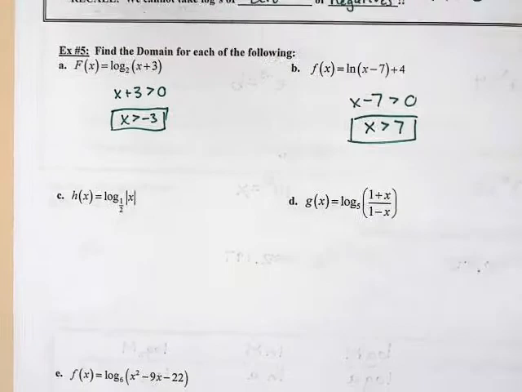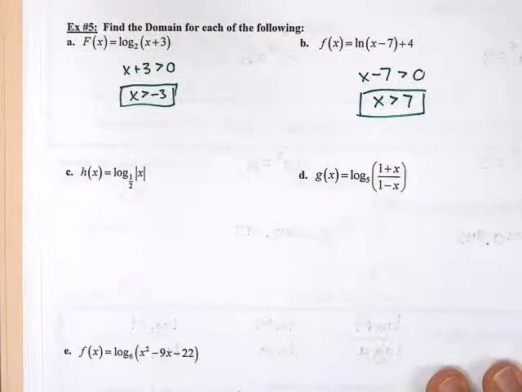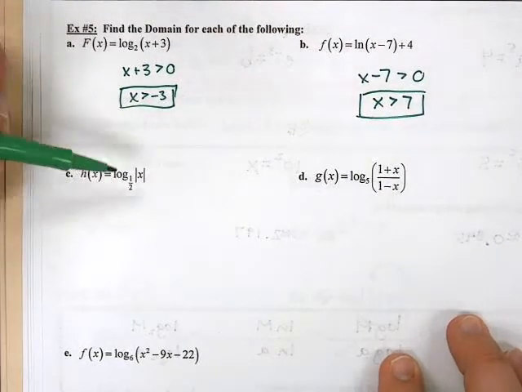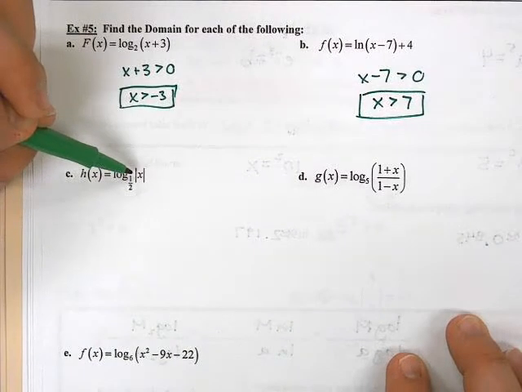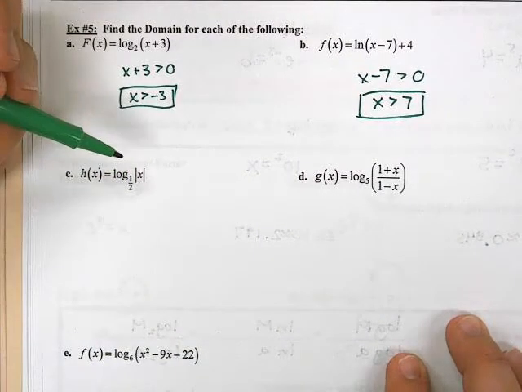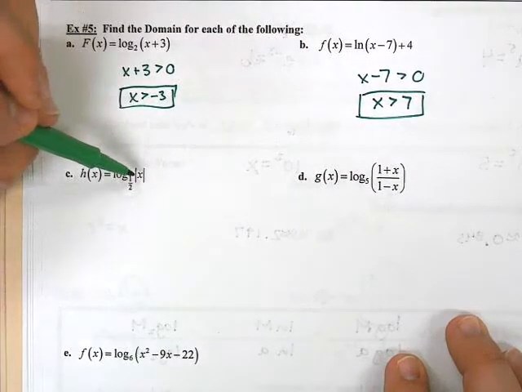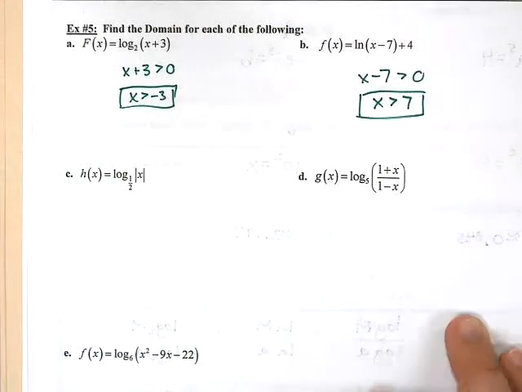Now C, I think C is kind of a goofy question. I don't know if I'll ever ask you this really, but it is important to understand conceptually what's going on here. What do we know here? We know that when we take the absolute value of anything, it will always be positive. Alright, so that means could I plug in a negative value here? I would say absolutely.